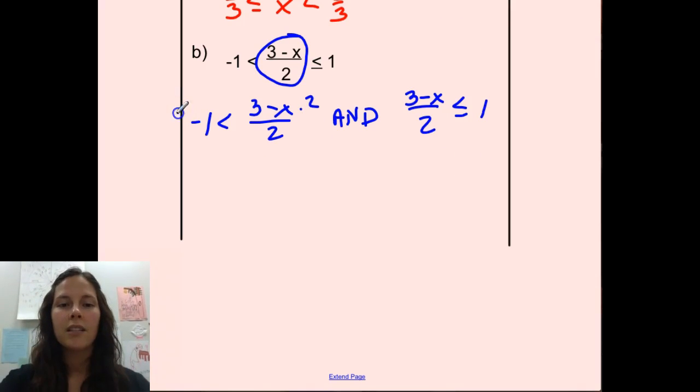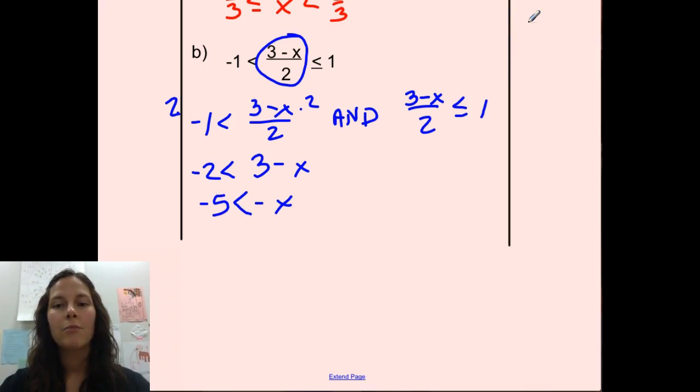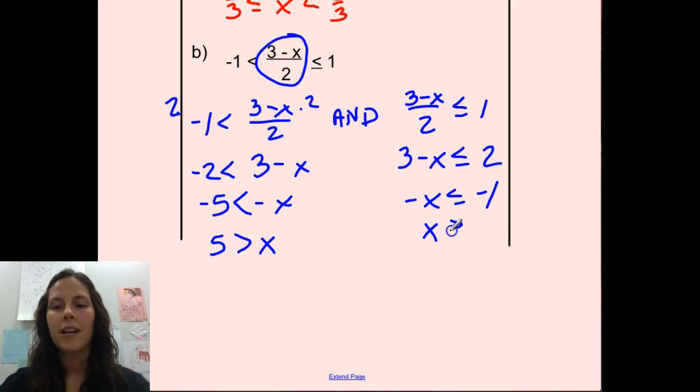Here we'll multiply both sides by 2. Since it's a positive, the inequality symbol will not flip. Next, I'll subtract 3 from both sides, leaving me with a -x. Now we will have to either multiply or divide by a -1. When I do that, the inequality symbol needs to flip. Solving my second one again, multiplying by 2, subtracting 3, multiplying by a -1 and flipping that inequality as I do so, I get two inequalities. X is less than 5 and x is greater than 1.